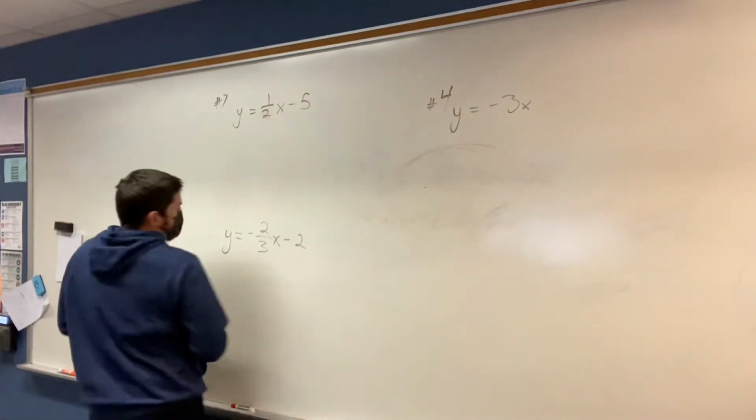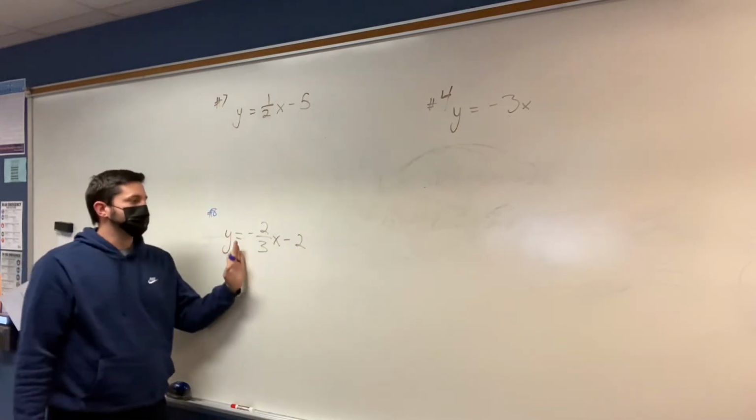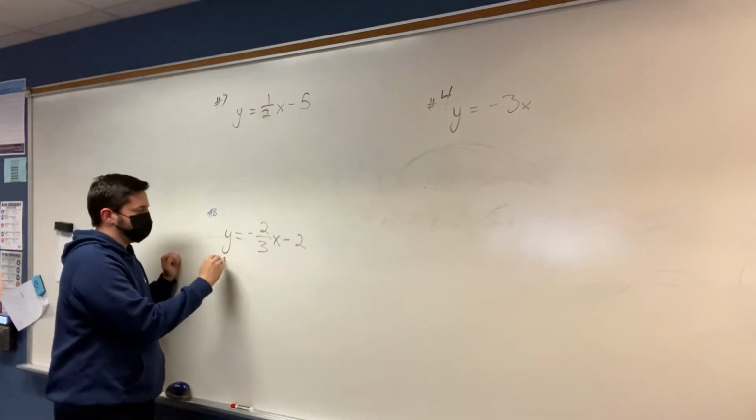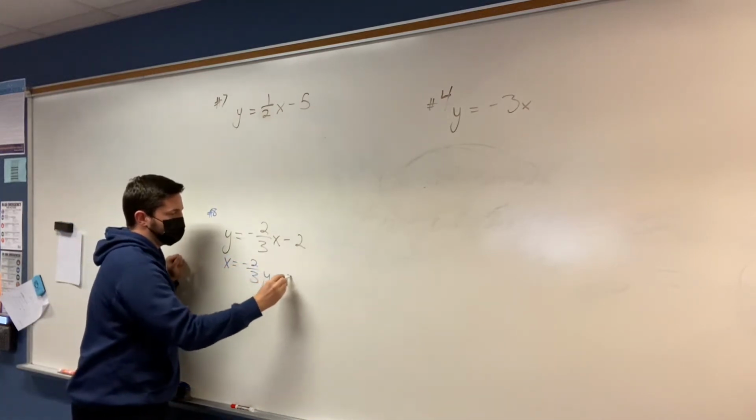All right. So this is number 8 right here. Just y equals negative 2/3 x minus 2. So inverse it. First thing I'm going to do, switch x and y. x equals negative 2 over 3 y minus 2.